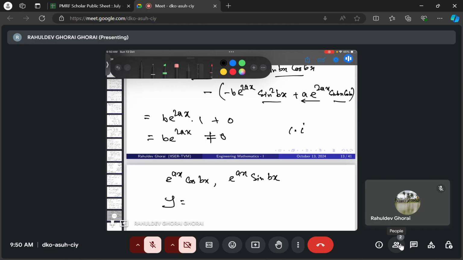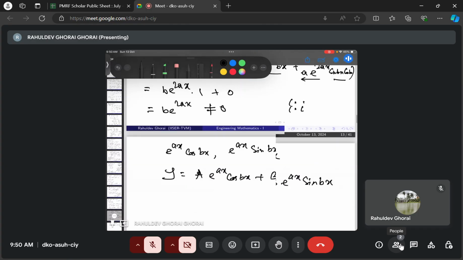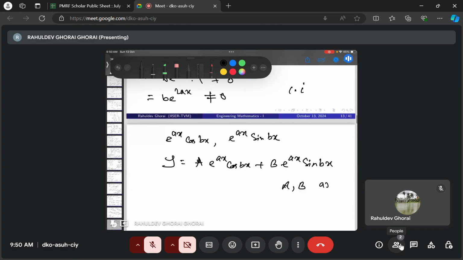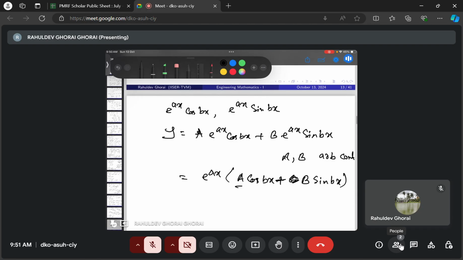So any solution will be of the form a times e to the power ax cos bx plus b times e to the power ax sin bx, where a and b are arbitrary constants. That's why we used to write e to the power ax times a cos bx plus b sin bx. Yesterday I wrote about all this in the last class, but these are the justification of those. Okay, a and b are arbitrary constants.